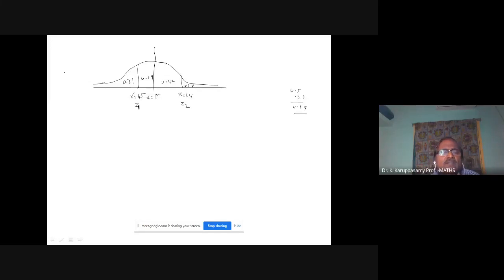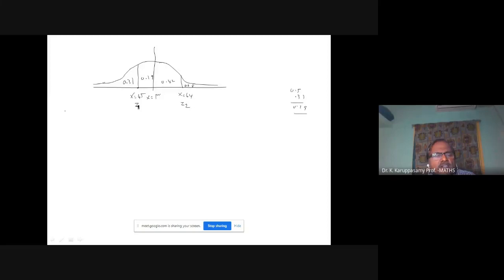Let us listen here. I have drawn all the information in the bell-shaped curve. You understand the concept. The probability of x less than 45 is 0.31, and the remaining portion is 0.19. Please listen here. After changing the problem into z, Z1 lies on the left side, which means Z1 is negative. Z1 value will be negative and Z2 value will be positive because it lies on the right side.